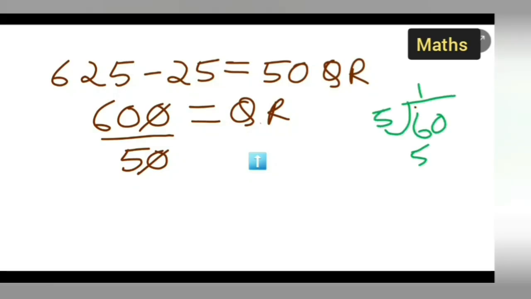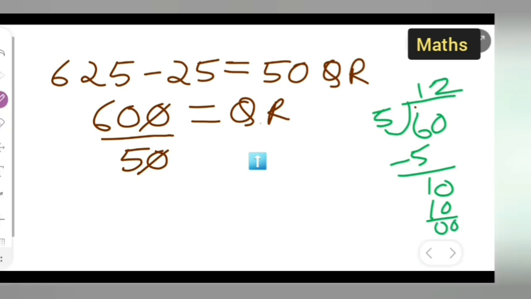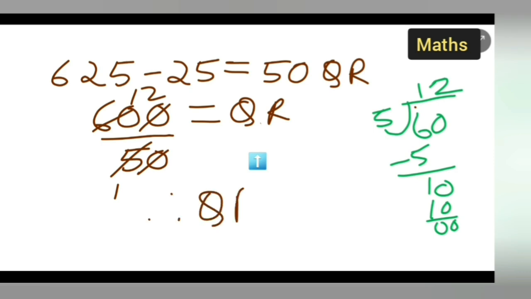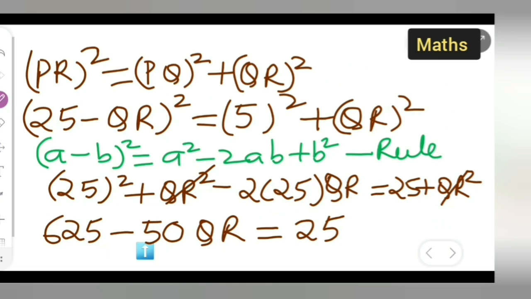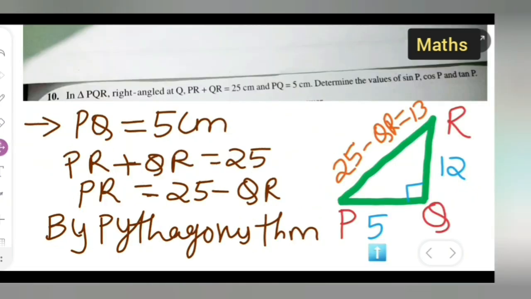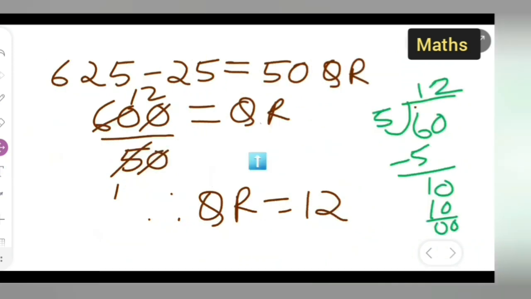5 ones are 5, carry 1, just 1 will remain and then 0. 5 twos are 10. So what will be your answer? 12. Therefore QR is equal to 12. That's how I have written 12 here. You can see clearly I have written 12 because we got 12 here.